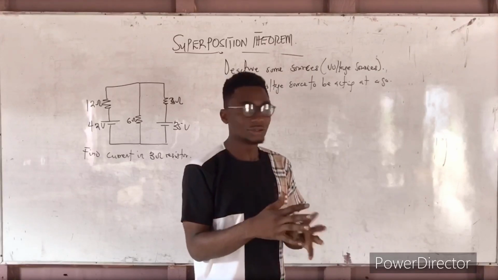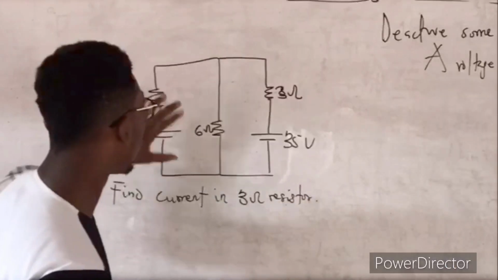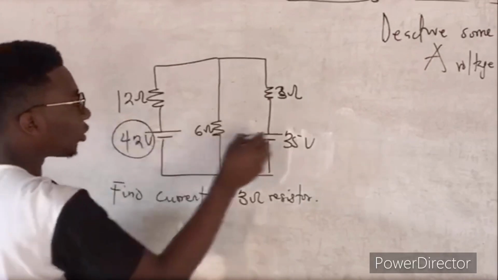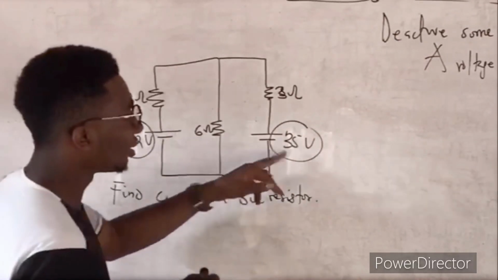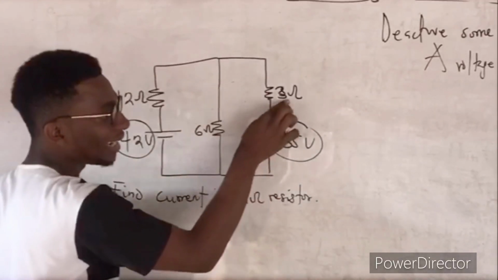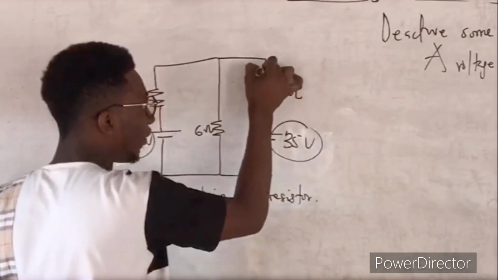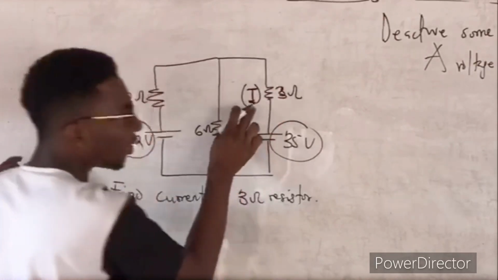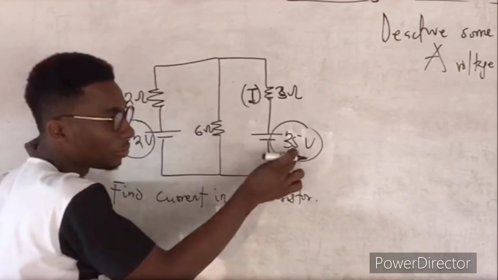In this particular question, we want to use the idea of superposition theorem to solve it. We have two voltage sources here, a 42 volt source and a 35 volt source, and we have to find the current within this 3 ohm resistance. A total current will flow through this 3 ohm resistance. Some of this current will be from this part and some of it will be from this part.